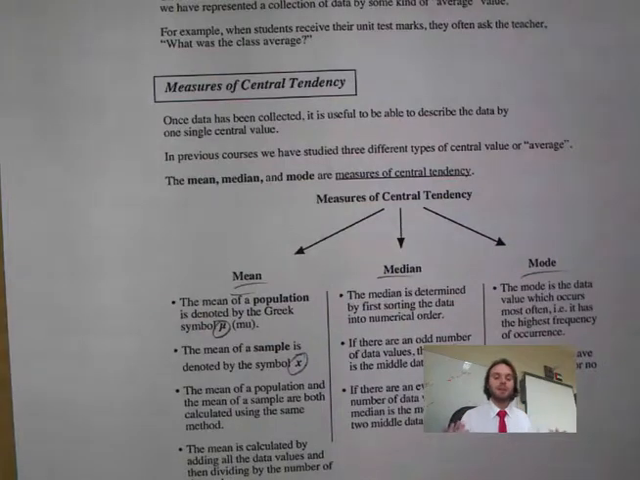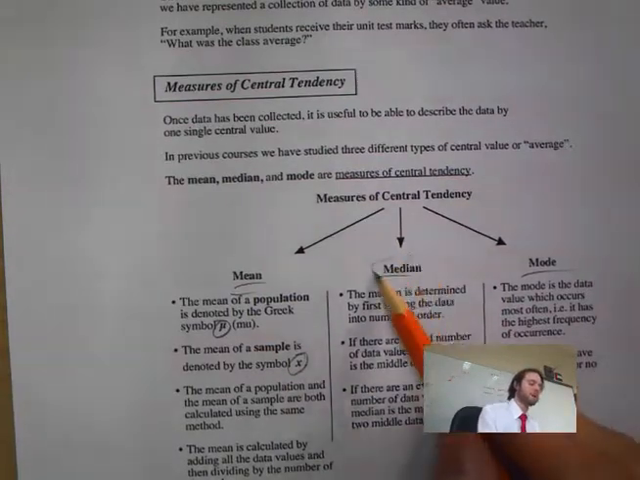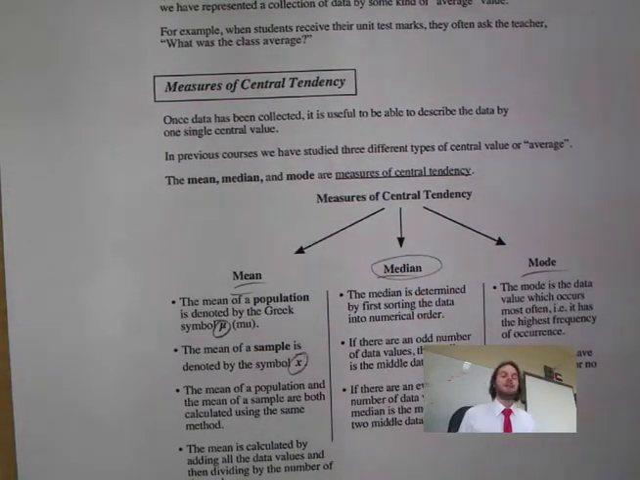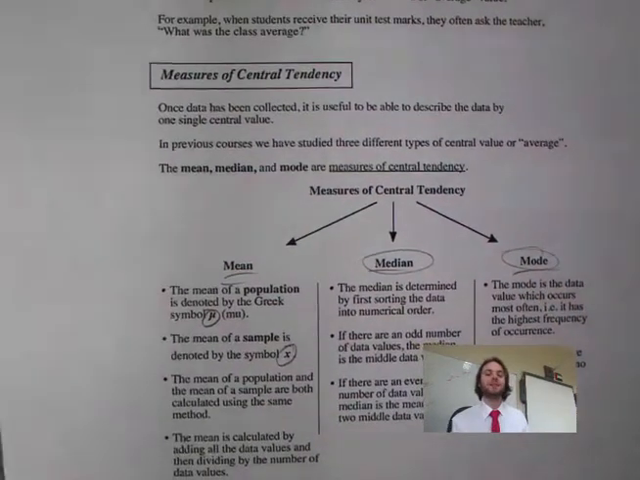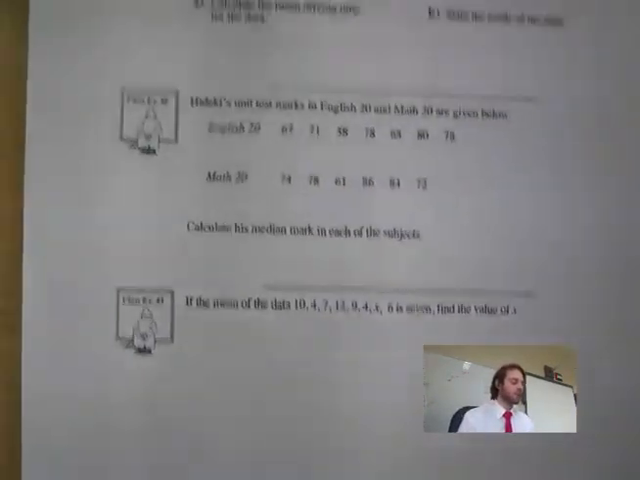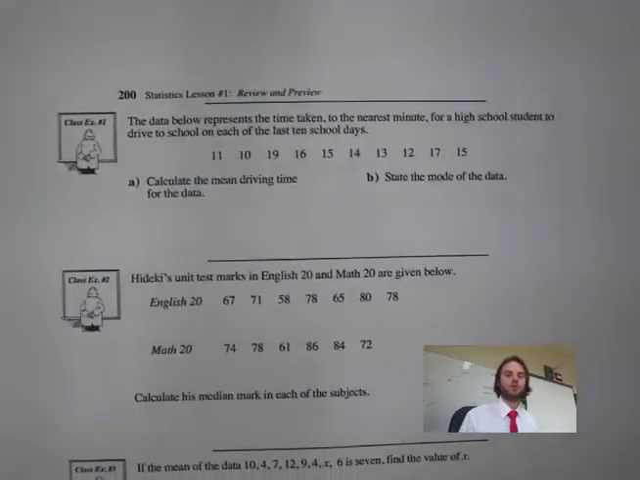Now, median. What is median? It's when you look at all the numbers, you arrange them in order, and you find the middle number. Think of middle. That's your median. The last one is your mode. Your mode is your most commonly used number. So here are some examples that we're going to look at.